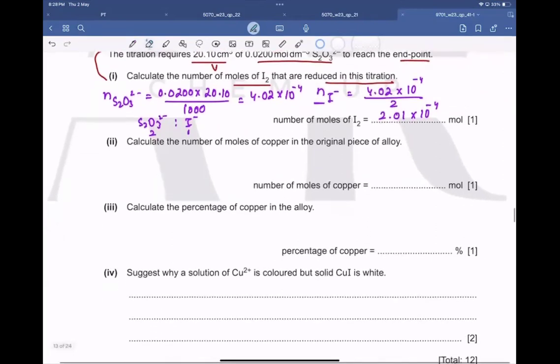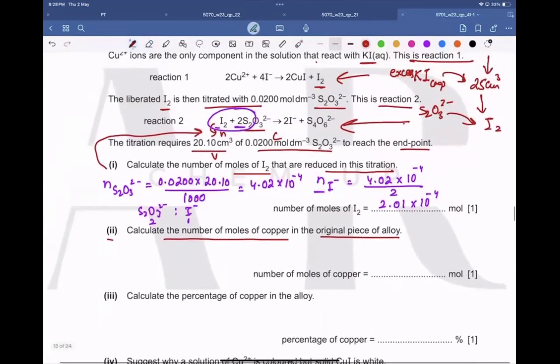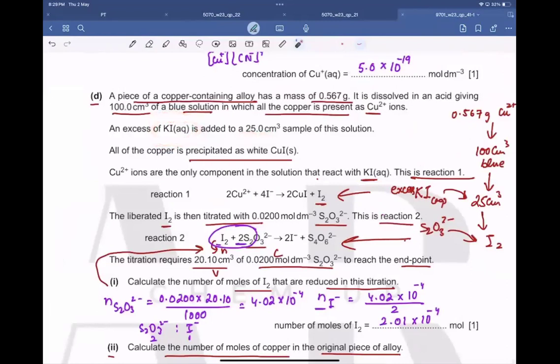Okay. Now, what they are saying, calculate the number of moles of copper in the original piece of alloy. So if you see, you got these moles of iodine which are here, and they actually came from here. So if I take the ratio of this equation, I am able to find the moles of copper ions, but these moles of copper ion are in how much volume of copper solution? 25 centimeter cube. Because if you see, we have taken 25 centimeter cube in which potassium iodide is added. Is this understandable?